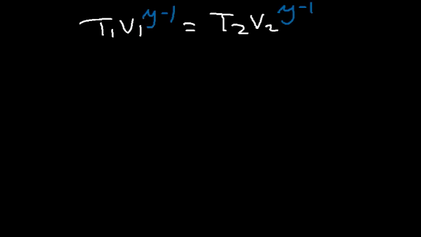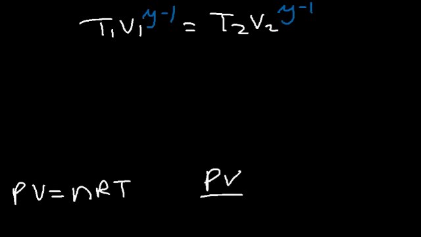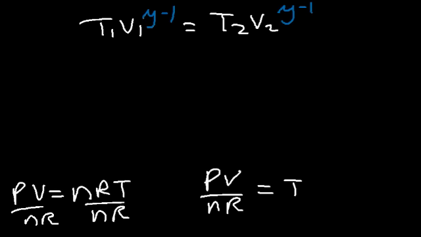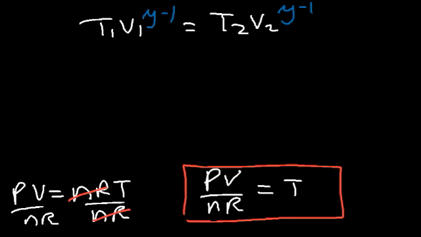Now at this point, let's go back to the ideal gas law equation. PV is equal to nRT. This time we're going to solve for T. PV divided by nR is equal to T if you divide both sides by the nR value. If you do that, these will cancel, and you get this expression. So let's replace T with PV over nR.